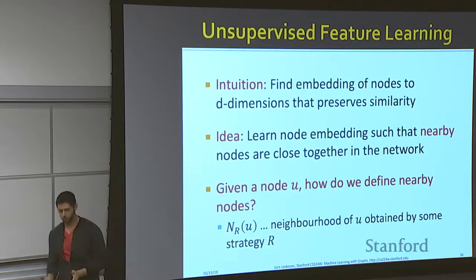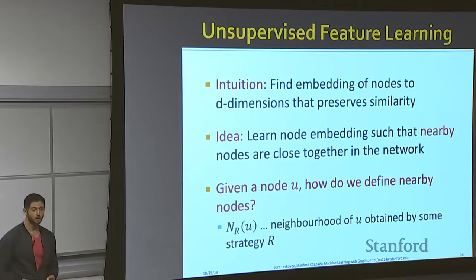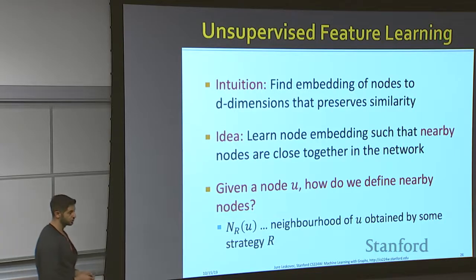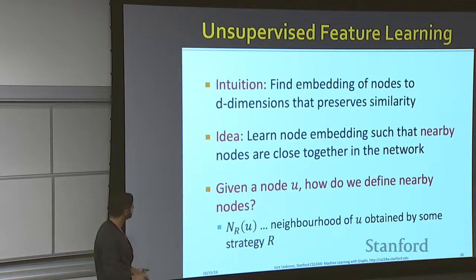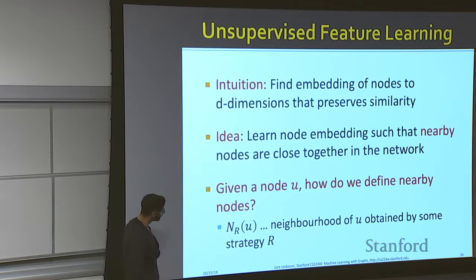Everything that we're going to be seeing today, contrary to what we talked about on Thursday, is going to be unsupervised. We don't need any external labels. We are just going to go from the topological features of the graph to our embedding representation. Again, the intuition: we're going to find the embeddings of nodes that are d-dimensional and that preserve the similarity. We want to learn these embeddings such that nearby nodes are close together in the network.